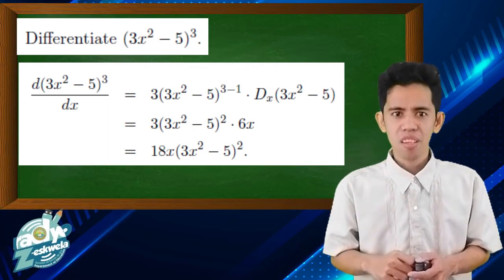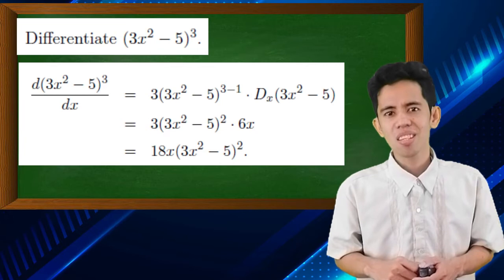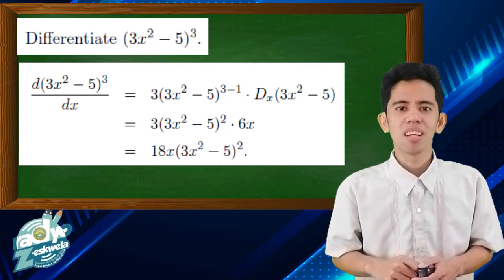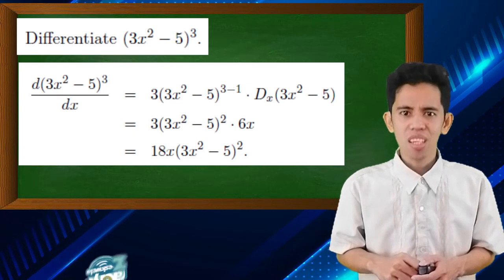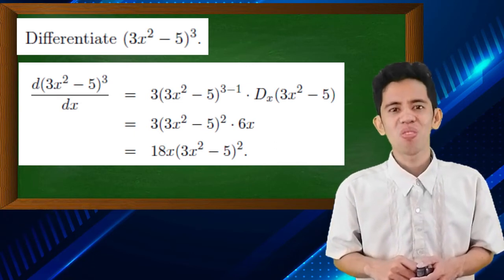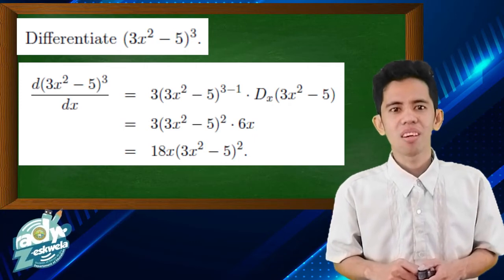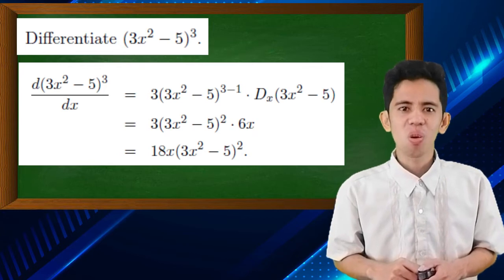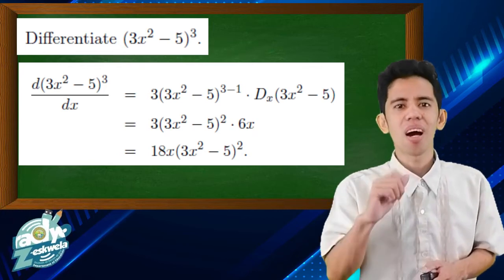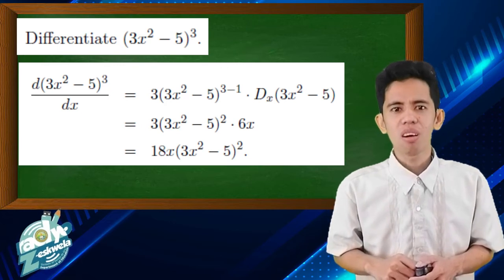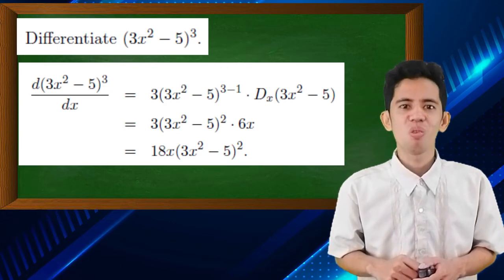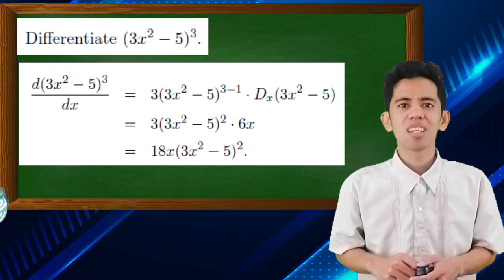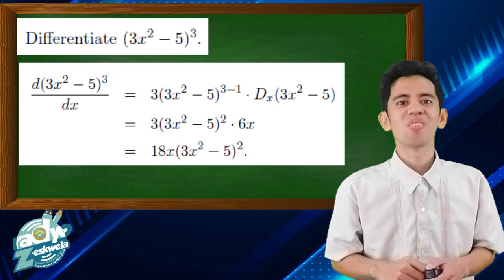the power of 3 all over dx, or we can write in this way d over dx times quantity 3x squared minus 5 to the power of 3. Simplify, we have 3 times quantity 3x squared minus 5 to the power of 3 minus 1 times the derivative of quantity 3x squared minus 5.